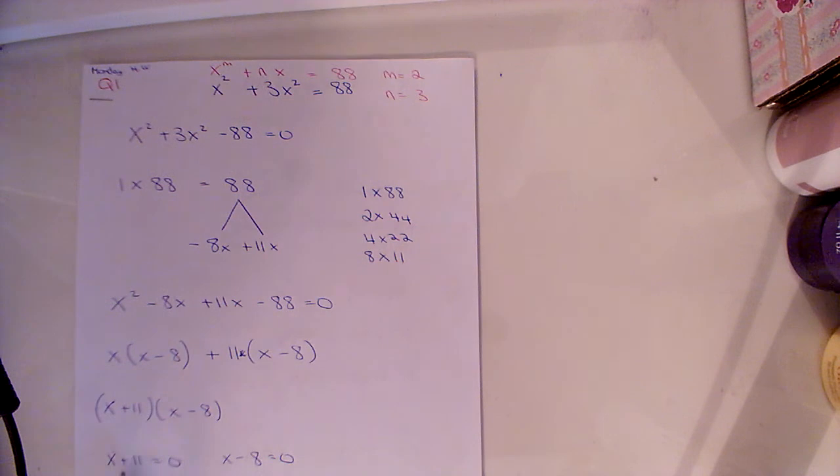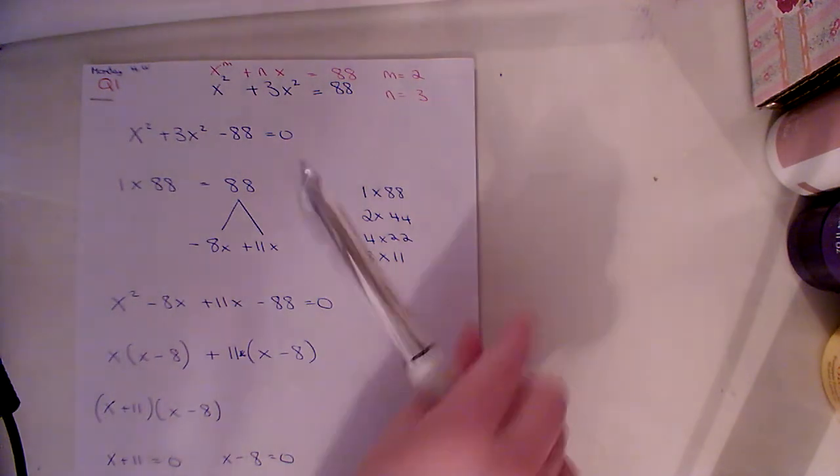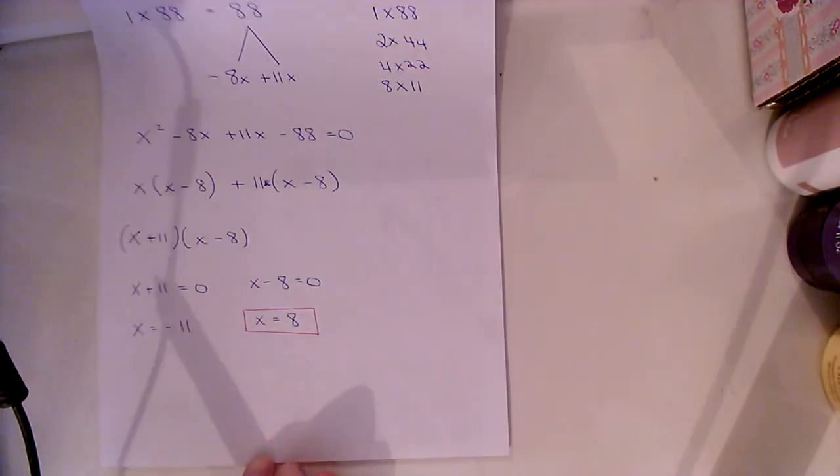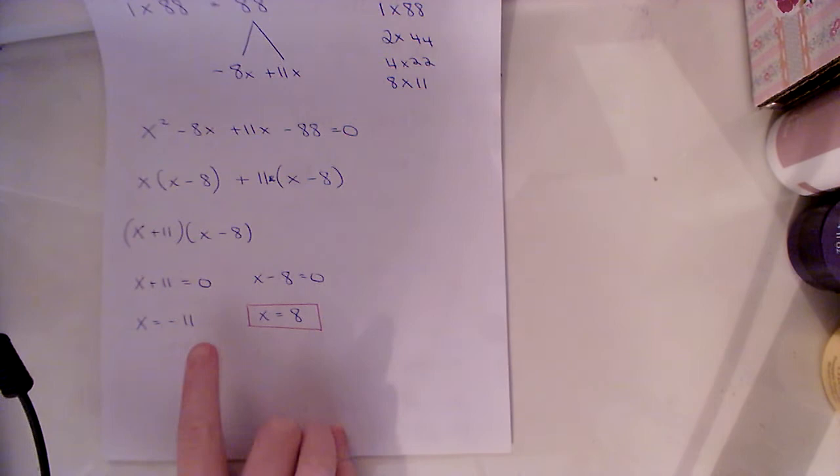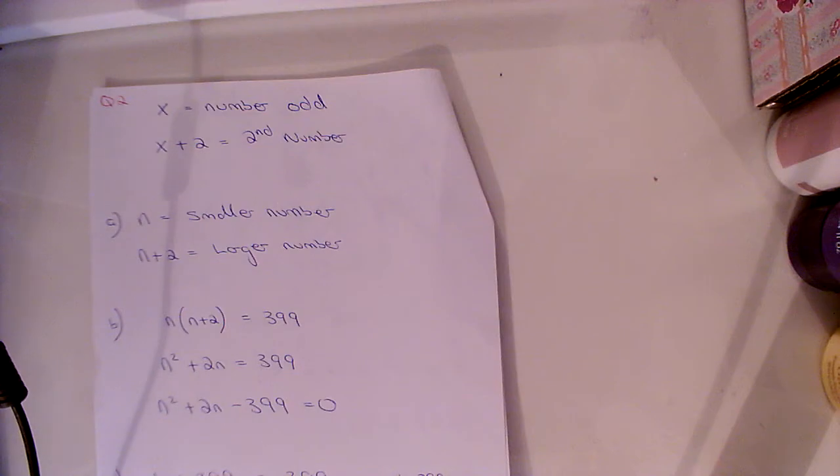So I have x plus 11 is equal to 0, so x is equal to minus 11, and then I have x minus 8 is equal to 0, and I have x is equal to 8. Oh, sorry, that's gone off the camera. Put the final line there. So I can only accept 8, and the reason why is because I'm told a positive number x is squared. So a positive number has to be 8. This is negative, so we cannot accept the minus 11.